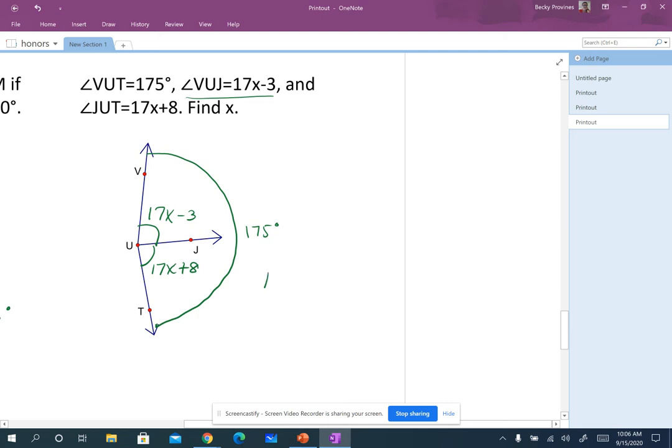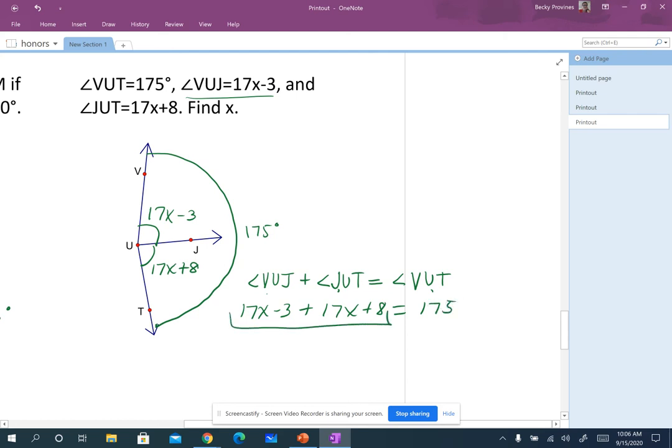Okay, the first little angle. Actually, let's write this out with the names first. So I have angle VUJ plus angle, this little angle, JUT equals the big angle, VUT. So little plus little equals big. So let's plug in our values. 17x minus 3 plus 17x plus 8 equals 175.